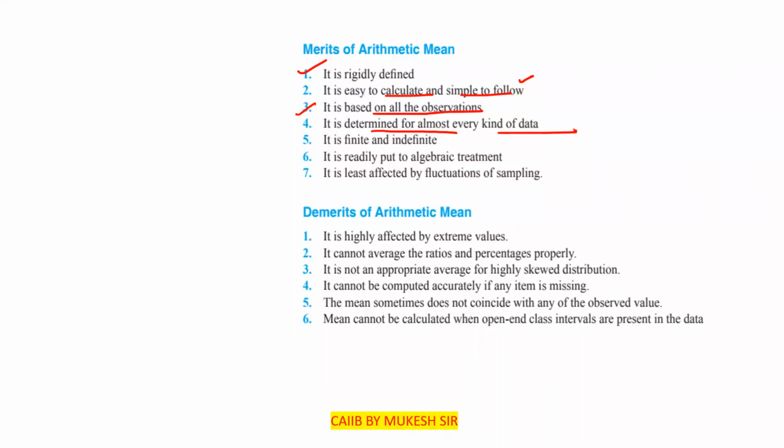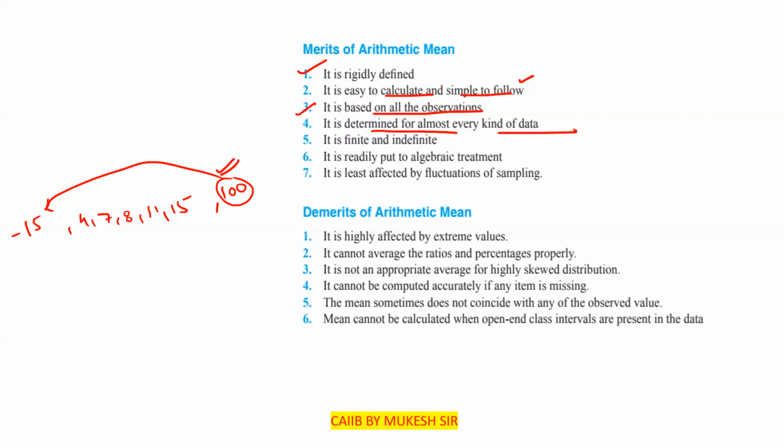Next, what are the demerits? It is highly affected by the extreme values. Like all the values 4, 7, 8, 11, 15, and so on. Then one value may be minus 15, and another value may be 100. So these values will play an important role here. That is why they say it is highly affected by the extreme values.